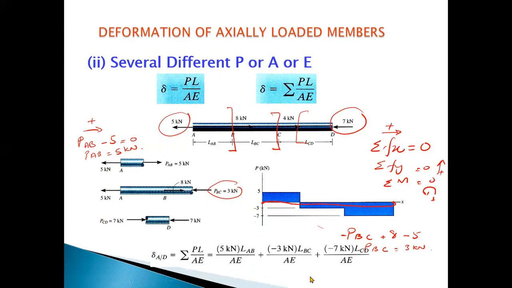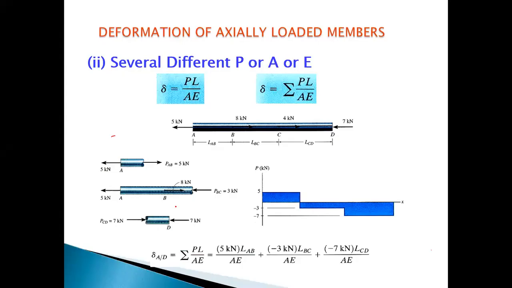One minute, let me erase them, then I'll. So here we calculate PAB, PBC, and PCD. The summation of all the loads here will be represented by this formula, summation PL over AE. Now here we have different P. Length AB and A and E are constant. We assume it right now because it is not given.